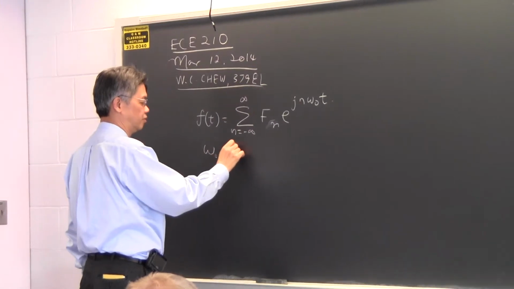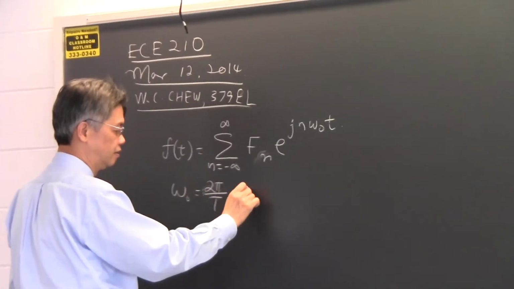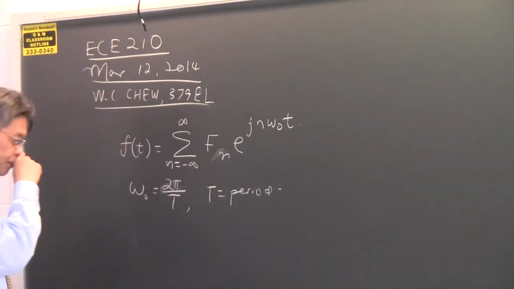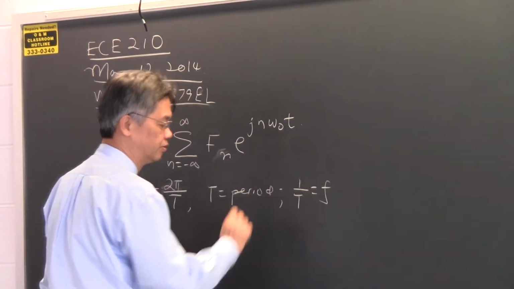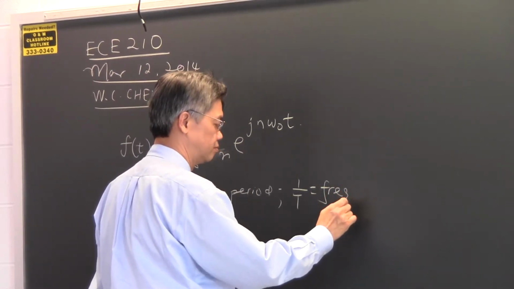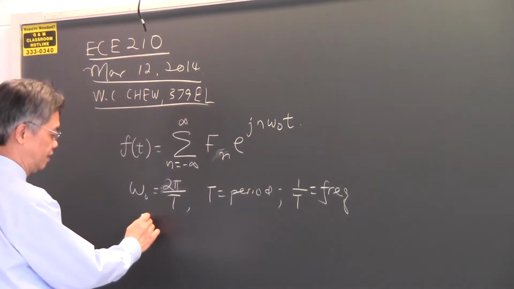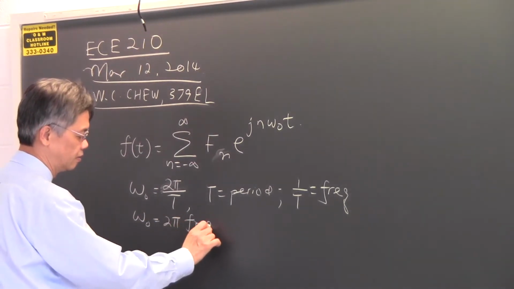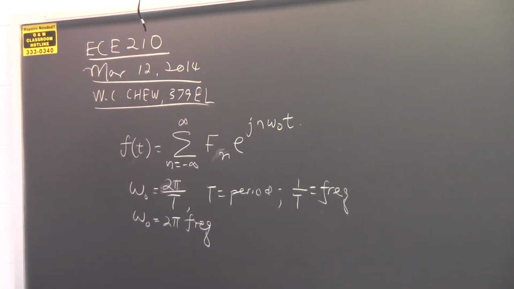Omega naught is equal to 2 pi over T. T is a period. And 1 over T is also equal to the frequency. Say the frequency. So given the fact that omega naught is also equal to 2 pi times the frequency, I'm going to use f here because T might confuse this type over here.